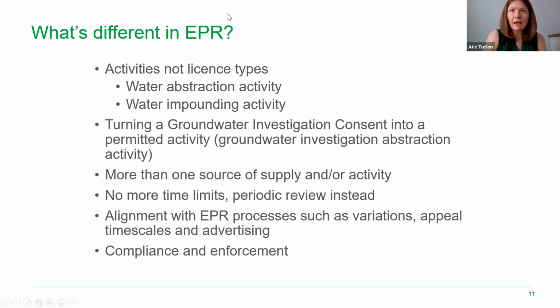So if you think about an agricultural example, just as an example, there may be 3 or 4 abstractions on there, maybe 2 different surface water supplies, 1 different groundwater supplies. All of those could be on the same permit. It's exactly the same for something like a hydropower, where the full abstraction activity, a transfer abstraction activity, and a water impounding activity could all be on the same permit.